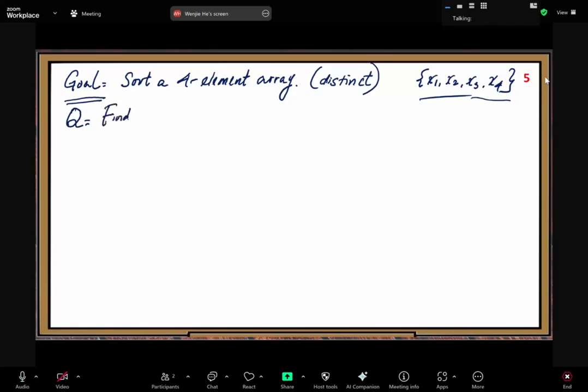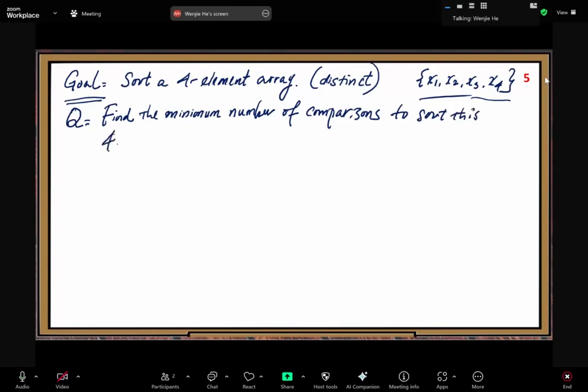Find the minimum number of comparisons to sort this 4-element array for the worst case.